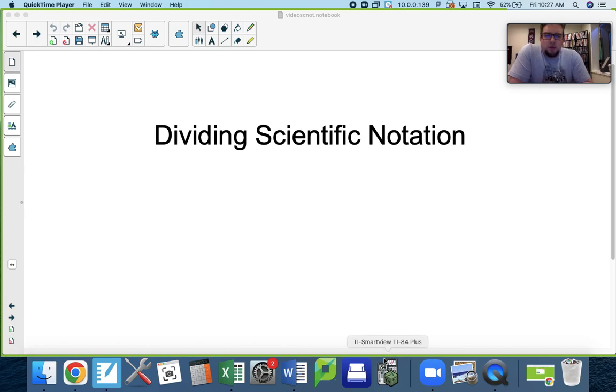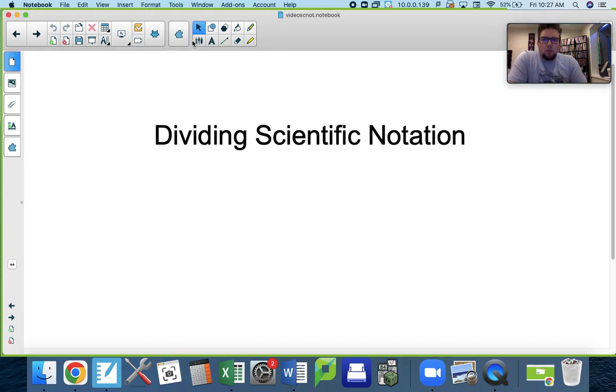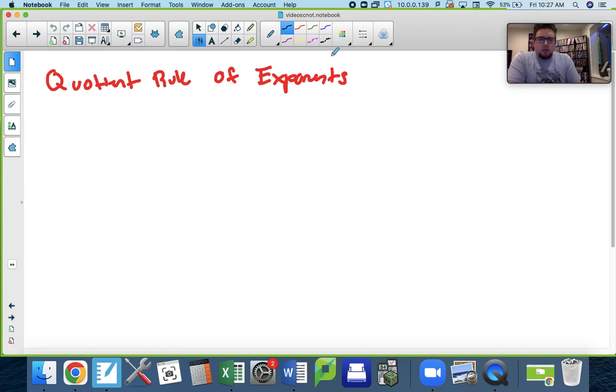So the final operation we have for scientific notation is when we end up dividing our scientific notation numbers. It's very, very similar to multiplying. So the first thing about dividing our scientific notation is it follows the same basic rule of the quotient rule of exponents.